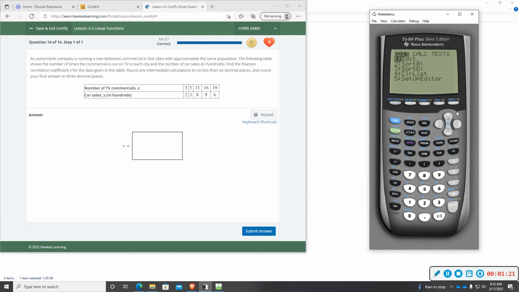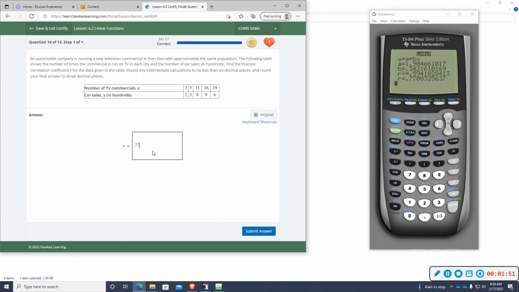So just to save myself some time, I'm going to turn these diagnostics back on so it just gives it to me all at once. So go stat, calculate, number 8 for that equation, and then just enter on calculate, and then here's my R. So R is 0.77.